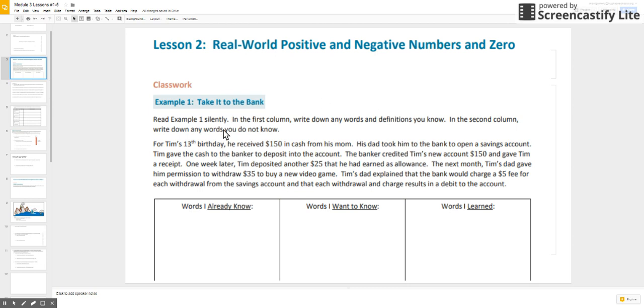All right, hello students. Today we're moving on with lesson 2, real world positive and negative numbers and zero. In the next two lessons at least, we're going to be talking about real world situations where we see positive and negative numbers.